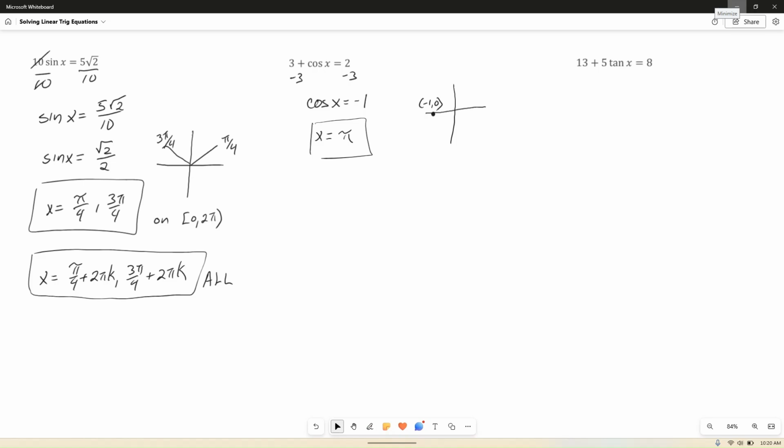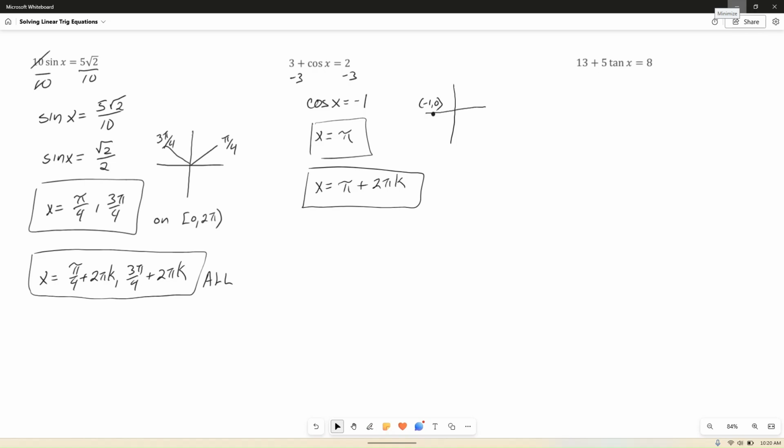And so again, if we want to express the infinitely many solutions, we can just take that one solution, x equals pi, and we can add a 2 pi k to it. So x equals pi plus 2 pi k.